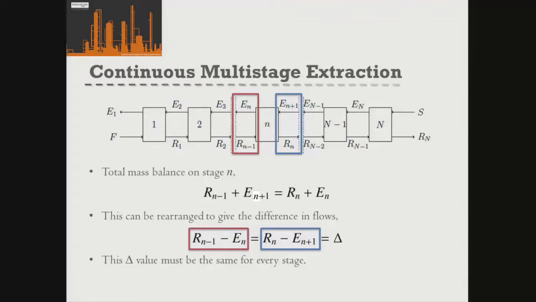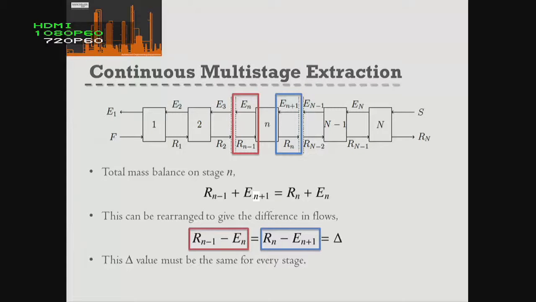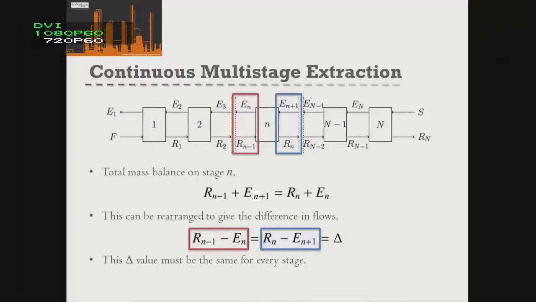If you think about this in a logical manner, because this difference in flows is equal to this difference in flows, and this difference in flows is essentially what enters this stage, so this difference in flows again must be the same as all the others. So for every single stage in our liquid-liquid extraction system, this metric of that difference in flows is identical. So for every stage, we have a common value of delta, okay? And that's important, and we'll see the use of that as we move on.